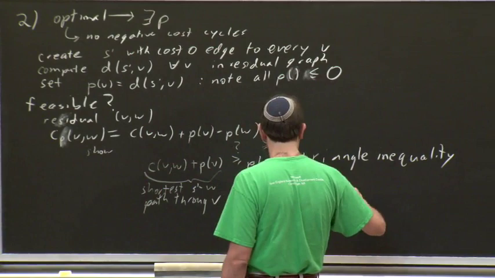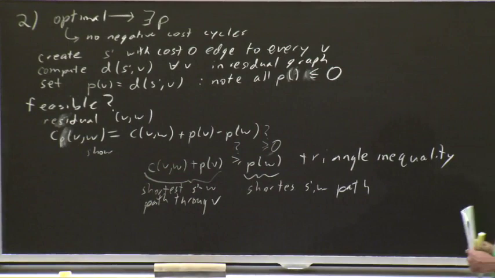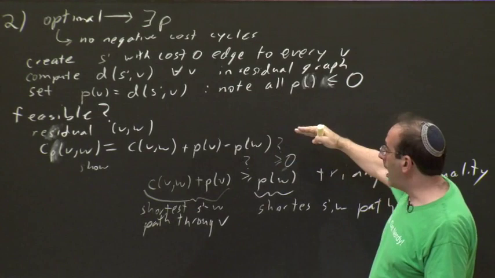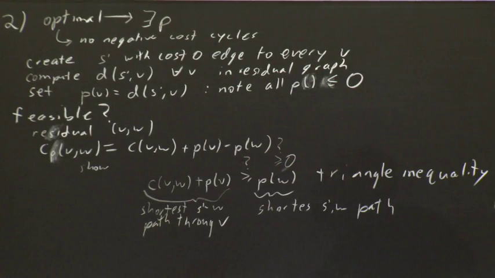And so we're done. The triangle inequality on shortest paths demonstrates that we have the characteristic of a feasible price function. And so we end up with non-negative prices on every residual arc, which is what we were claiming in the theorem. So we've completed our if and only if argument.